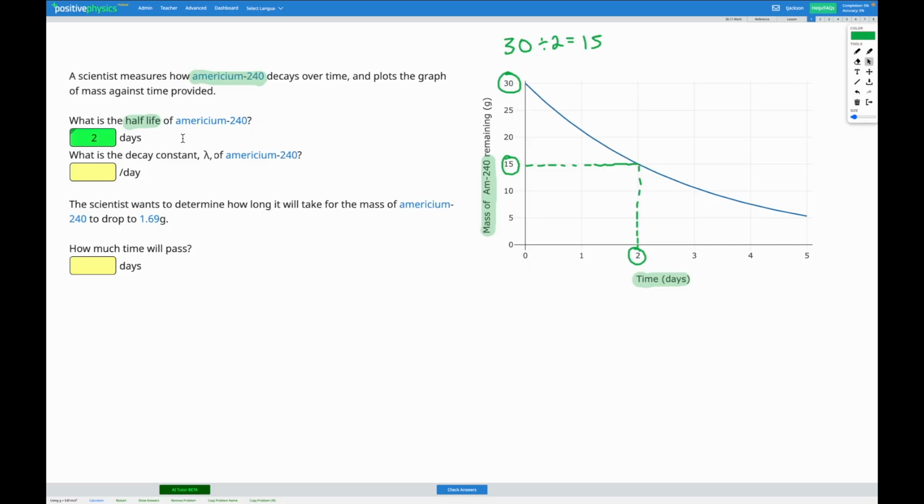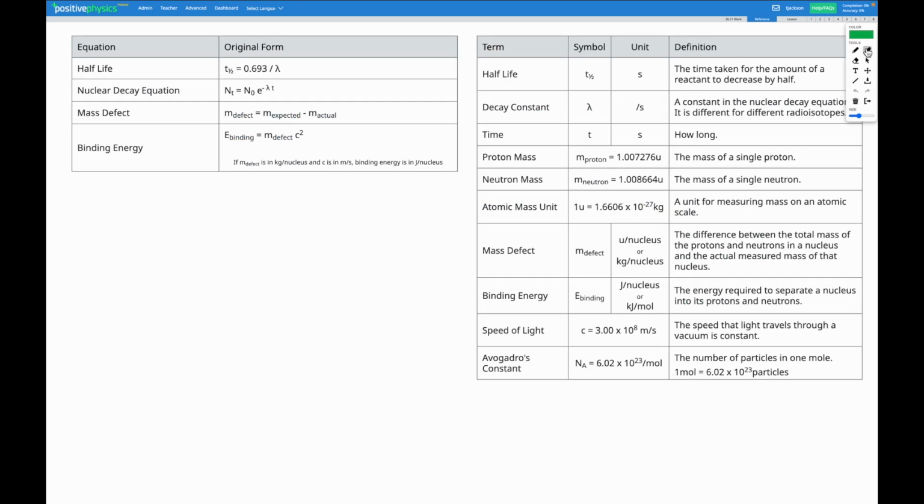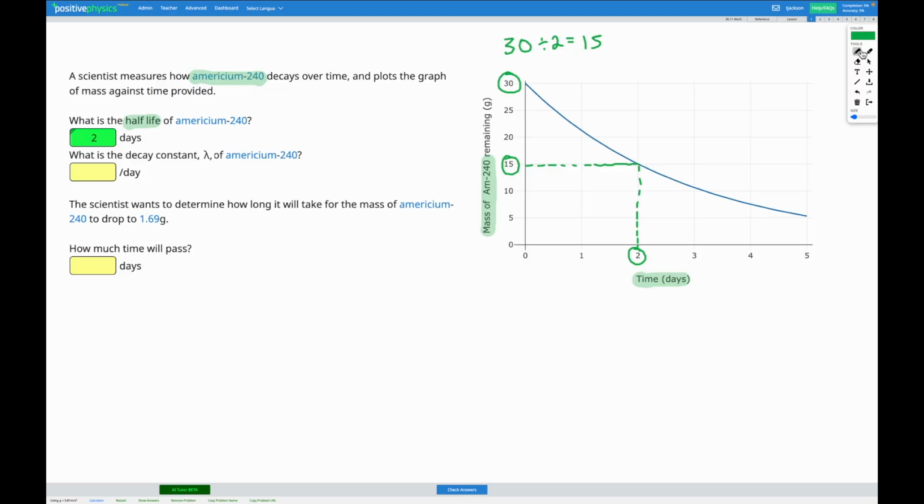Awesome, so we figured out our half-life. Next question is to find the decay constant, which we're going to then use in our equation. Let's head to the reference sheet. This is our equation that relates the half-life and the decay constant. T half, our half-life, is 0.693 divided by lambda, which represents the decay constant.